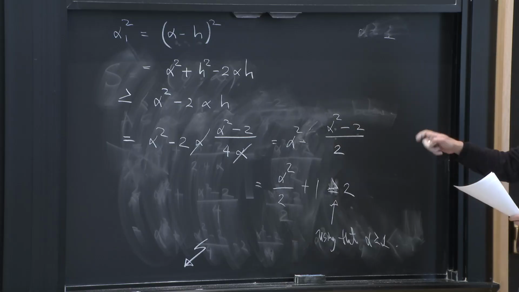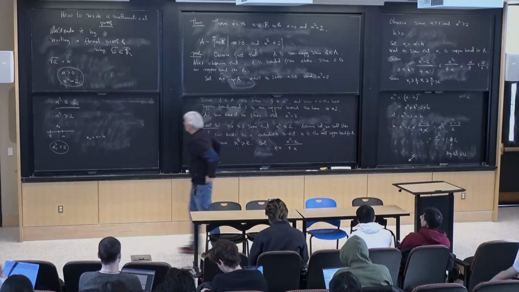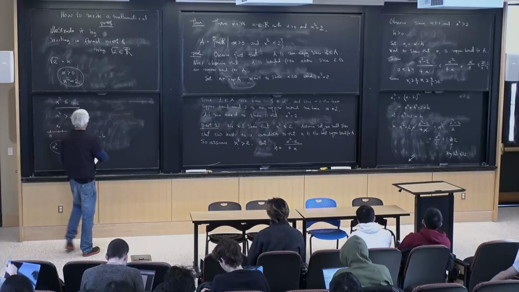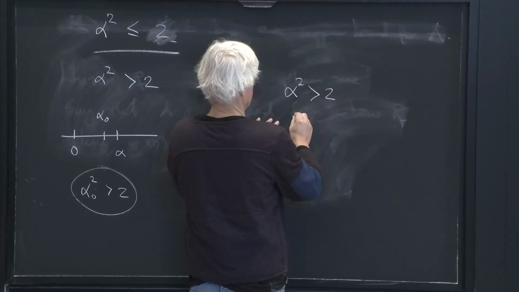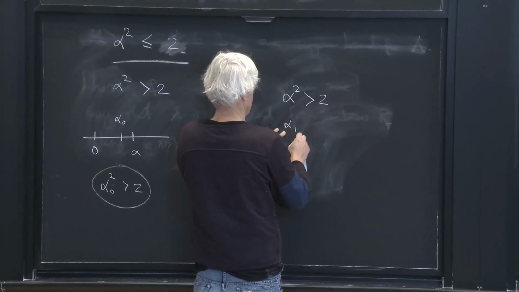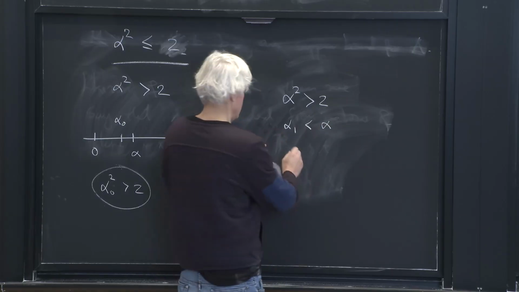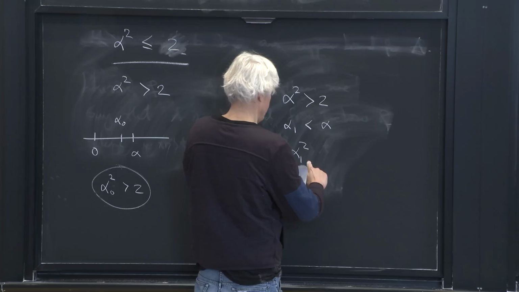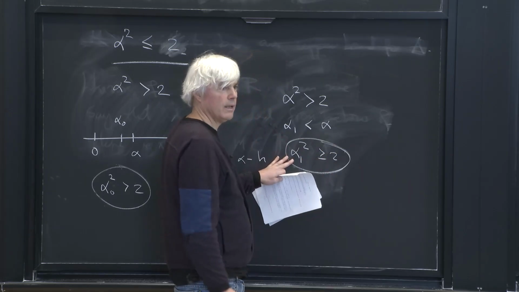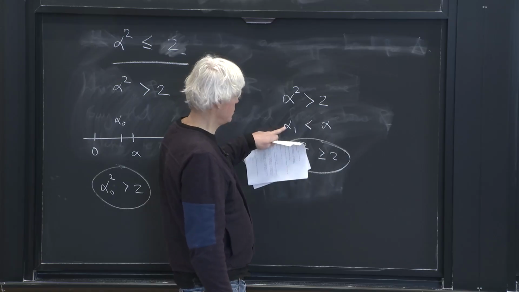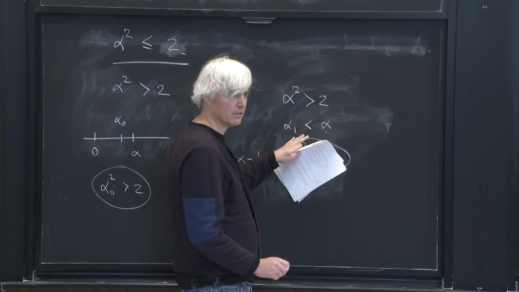All I needed to do was prove that I have that, so you see that I'm assuming that this thing here is strictly positive. And then I define alpha 1, but alpha 1 is strictly less than alpha, right? And then I have that alpha 1 squared is bigger or equal to 2. This here means that alpha 1 is also an upper bound. This is strictly less than alpha. This was supposed to be the least upper bound. That's a contradiction, right?